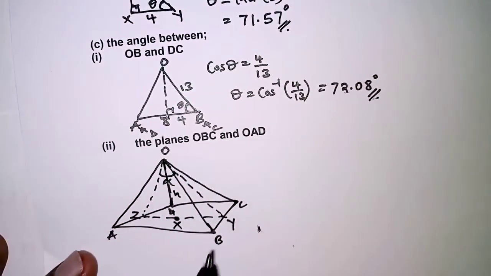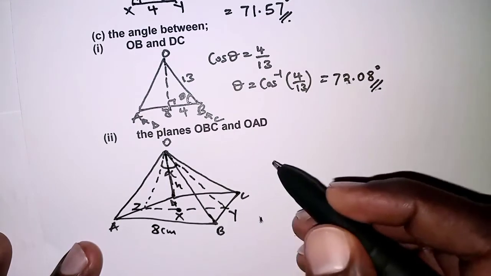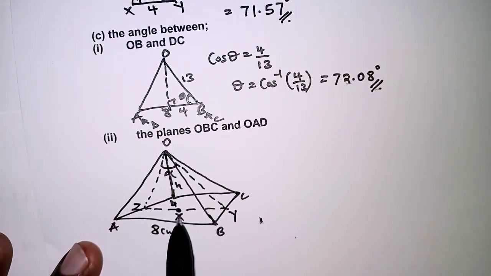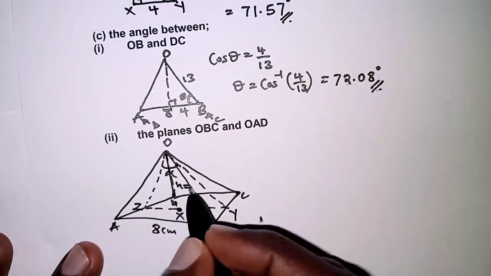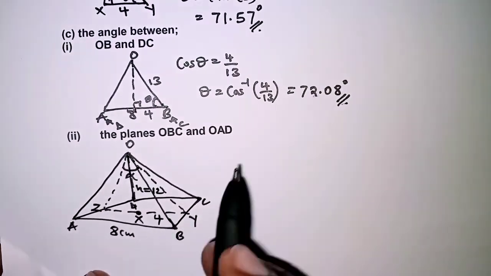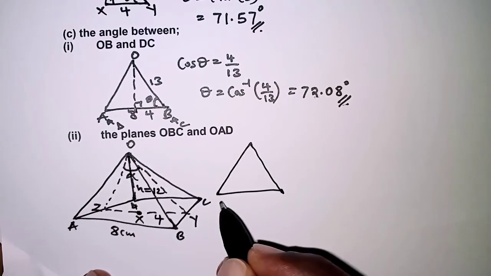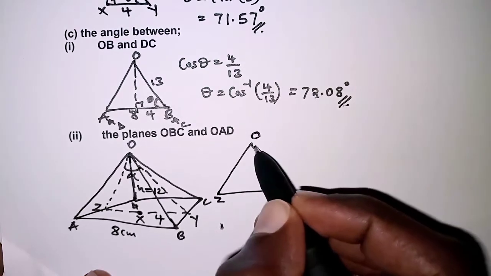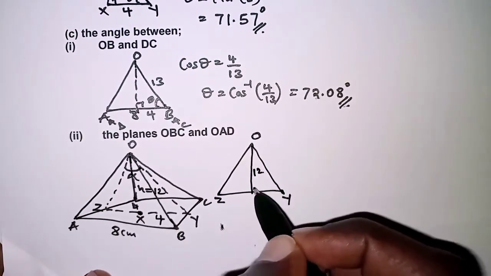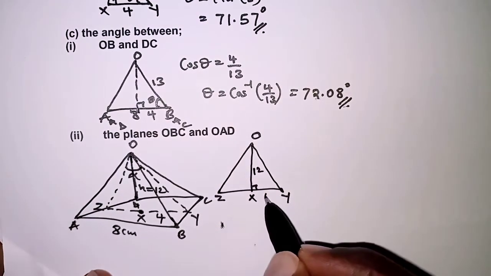So we had AB as 8 centimeters and BC obviously 6, but that we are not interested in now. So we are interested in XY, and XY is half of AB, so we have 4, and the height we already had as 12. So if I may extract that triangle, we have this as Z and this as Y, and then here is O, and then here the height is 12, which is perpendicular to the base, and then here is X, here is 4.